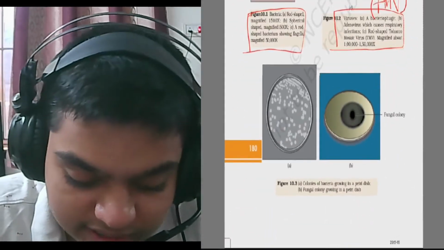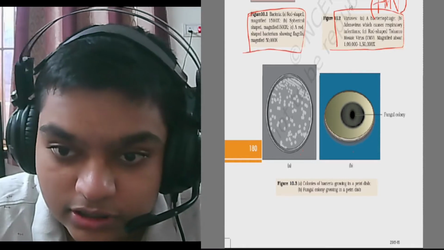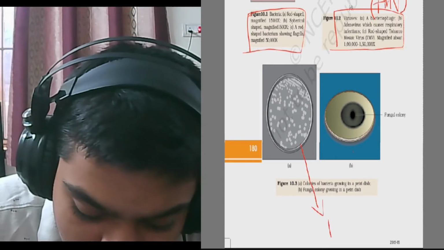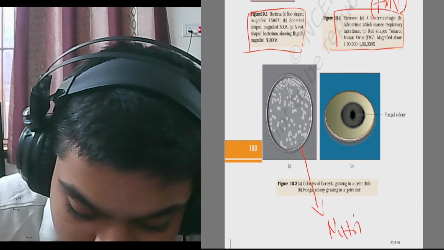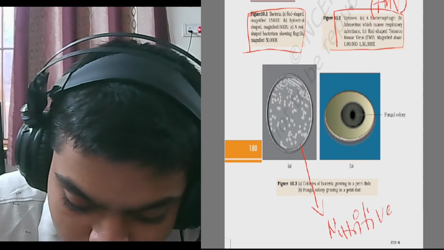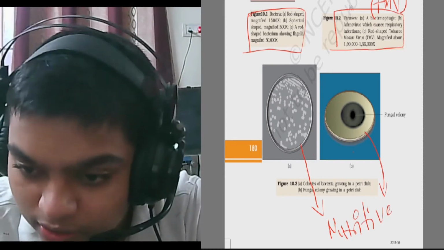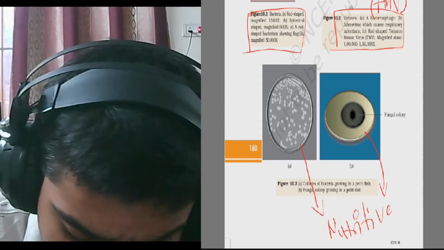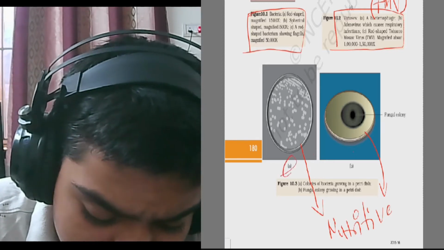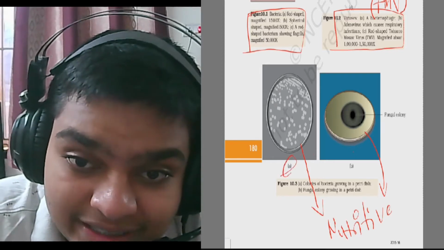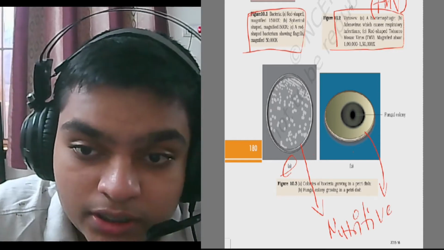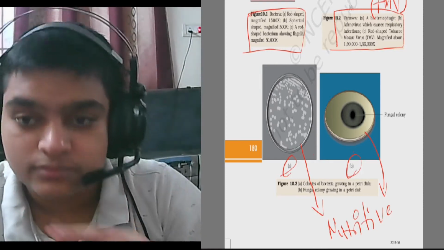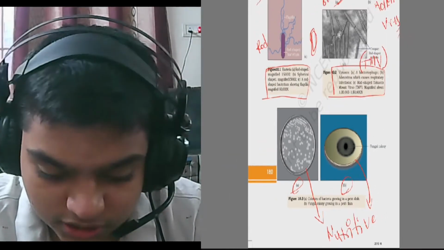Now let's move on. These are your colonies. See this, these two are the colonies. This is your culture medium, which is nutritive in nature. Yes, this session is going to be a little lengthy since we have to complete 12 pages of your NCERT. This A picture is your bacterial colony, and B picture is your fungal colony. Okay guys, let's move on to the next page.